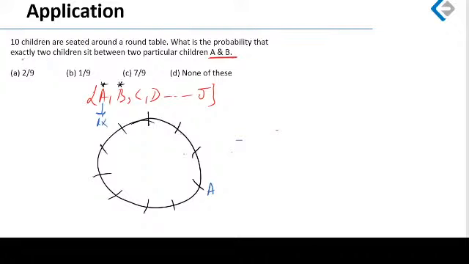Look at that: exactly 2 children sit between the 2 particular children, A and B. A and B have some common sense. B will naturally not go and sit here. So you don't make B sit there, because it's clearly given that exactly 2 children sit between A and B. So you leave this blank, and B can settle down here or on the other side. Therefore there are 2 possible positions for B.